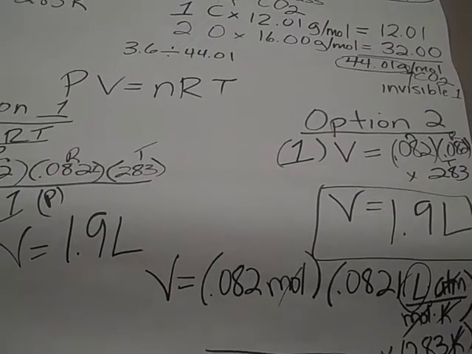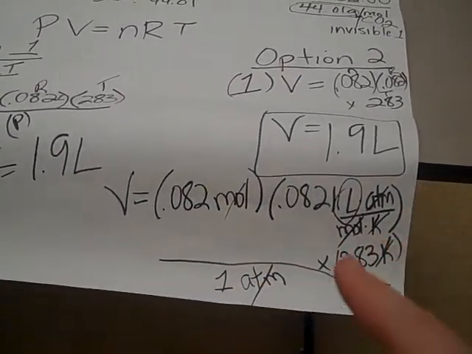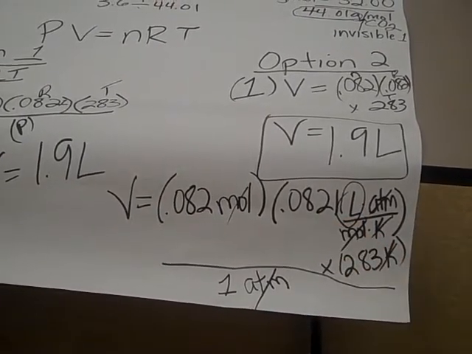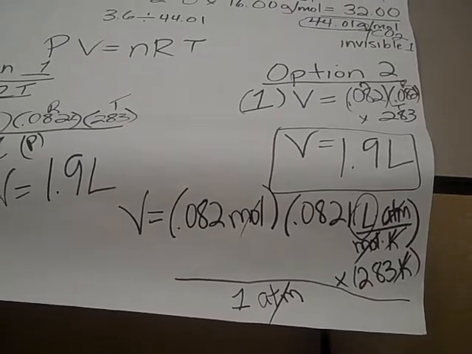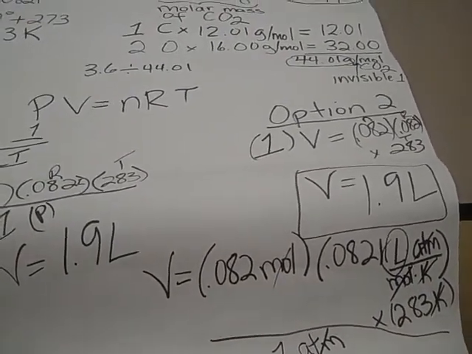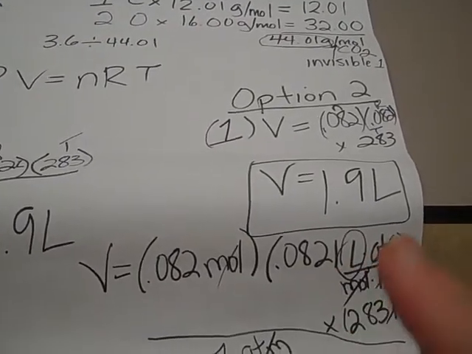So your volume here, shown with all the units canceling out, is going to be in liters because that's the only unit left after you've multiplied and divided by everything else. The volume of 3.6 grams of CO2 at 10 degrees Celsius at sea level is 1.9 liters.